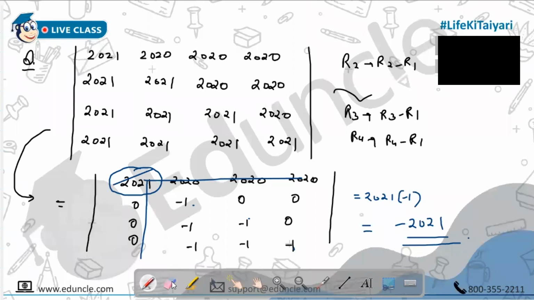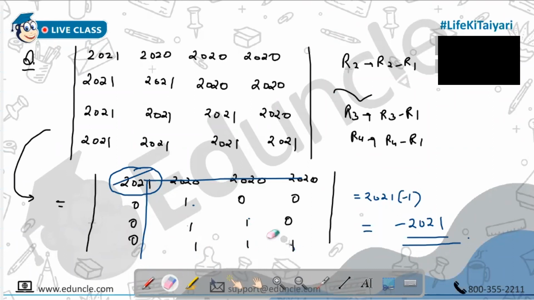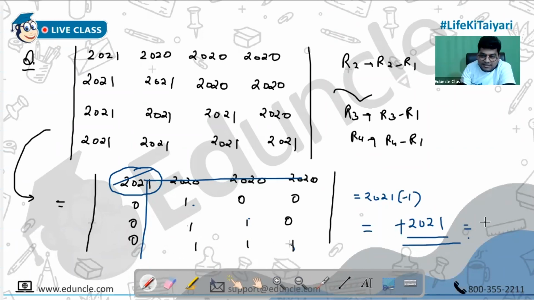Sir, actually in R4 there is 2021, and if we subtract R1, then a positive 1 will come, right? All of this will be positive. Yes or no? So this kind of mistake can be made here. I did it deliberately, you know me. I was checking who is serious. Yes, most of you are serious. Very good. Very happy to see this. So this is clear, right?